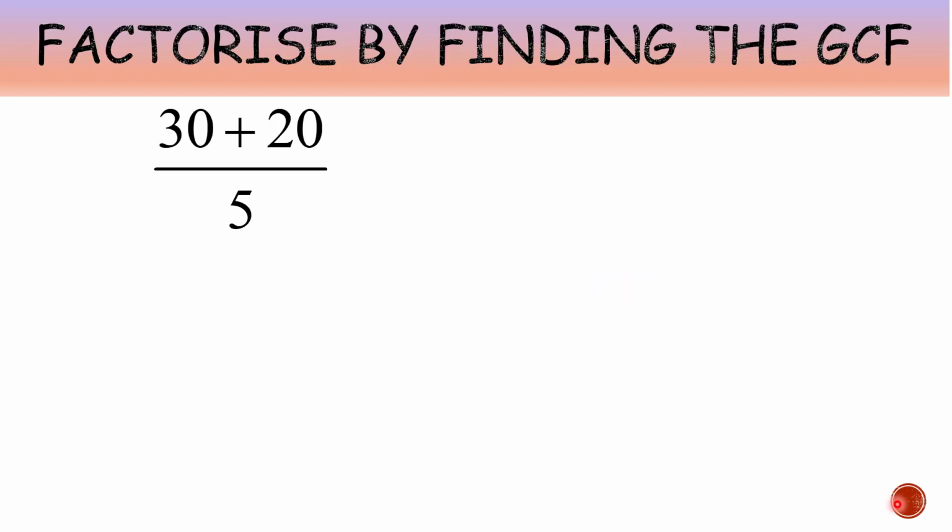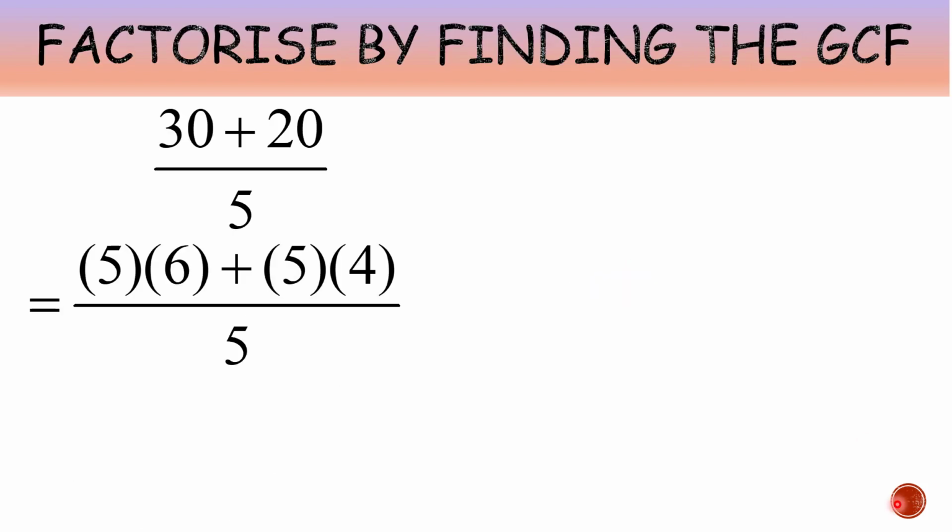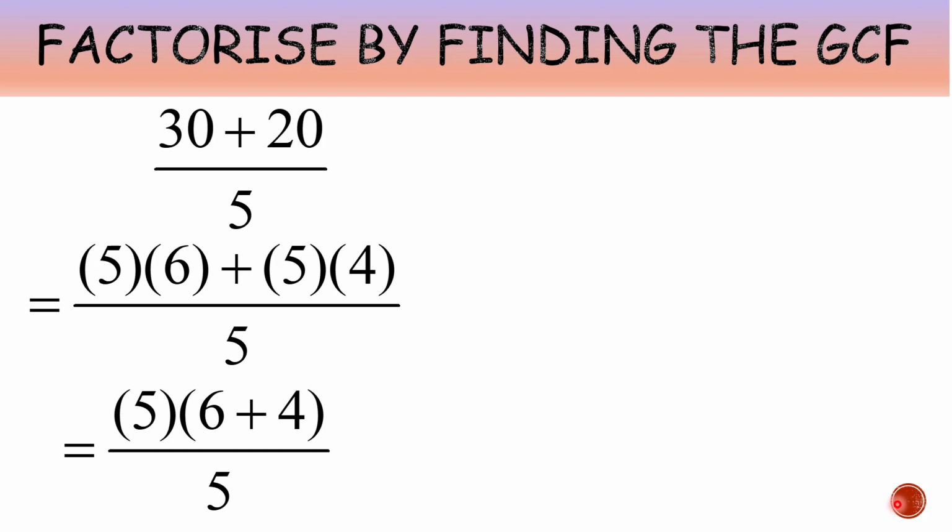Let's explore. 30 plus 20 divided by 5 is the same as 30 plus 20 written as a product, divided by 5. So if we factorize the top binomial, 5 is a common factor. It belongs to both terms. And then if we divide by 5, 5 is our common factor, and now the 5s can cancel, or 5 divided by 5 is 1. So we divide a factor by a factor. We cannot divide a term by a term, but we can divide a factor by a factor.